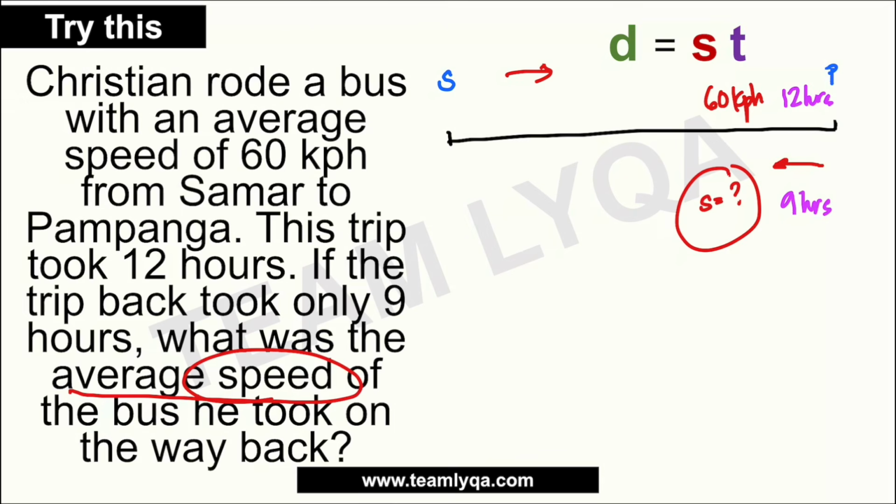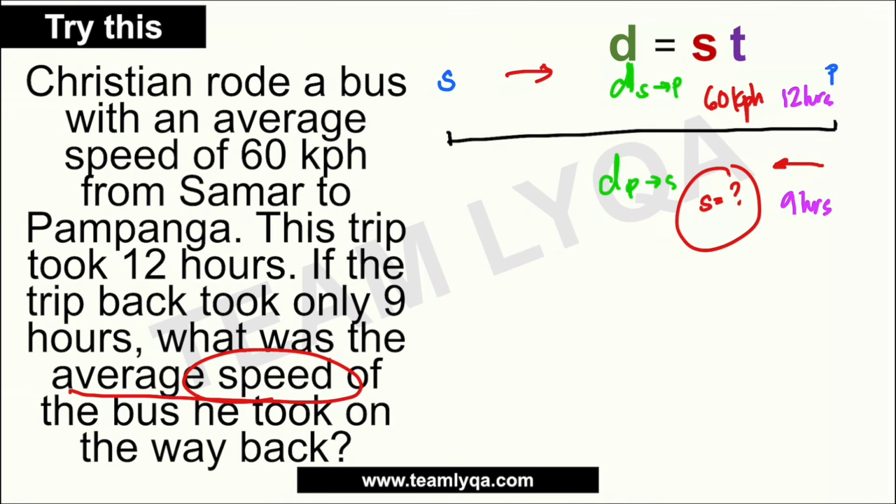Now, when we deal with round trips, meron kayong mapapansin dito, which is this. Yung unang distance, which is yung distance papunta, this is distance ng Samar to Pampanga, ay dapat pareho sa distance ng Pampanga to Samar. Bakit? Kasi 'di ba, balikan lang naman. So kung gaano kahaba yung biyahe na to, ganun din dapat kahaba yung biyahe na to.